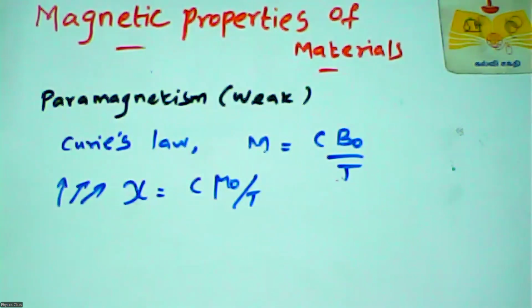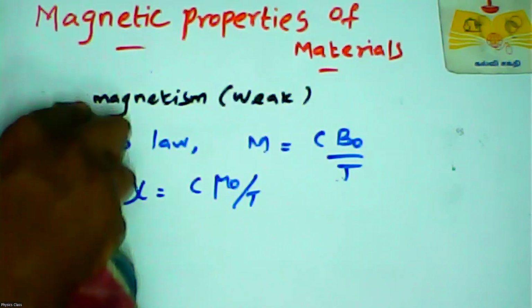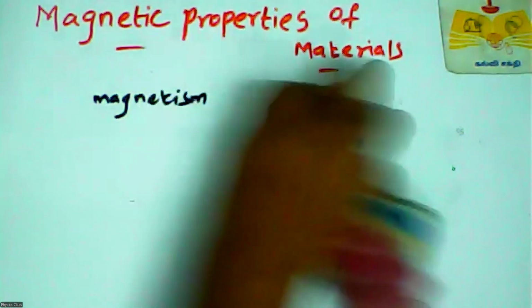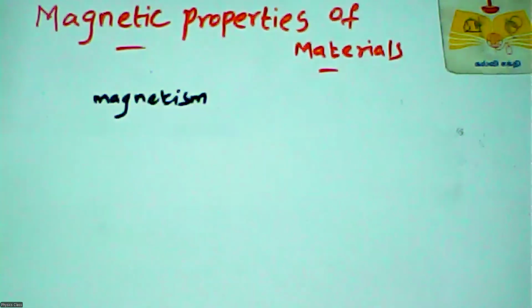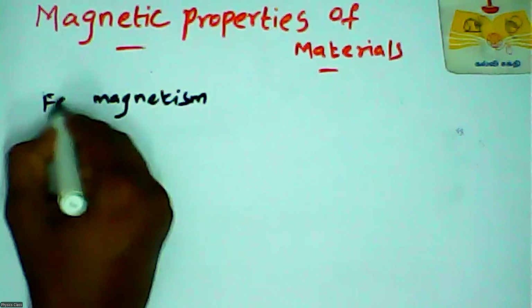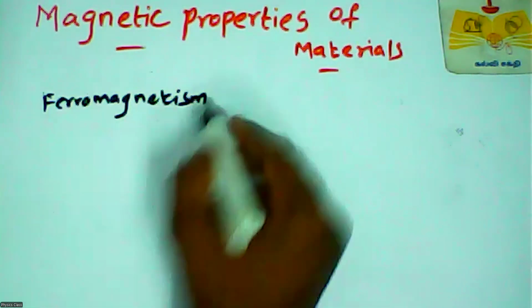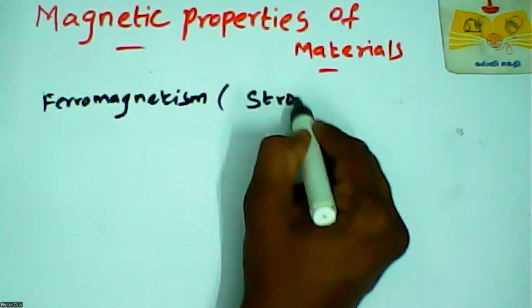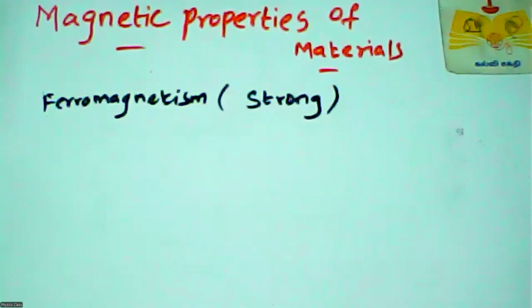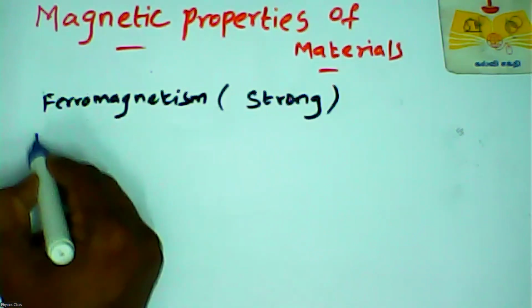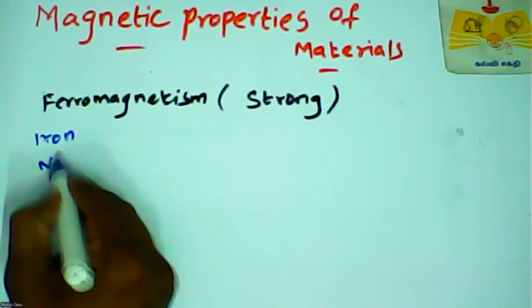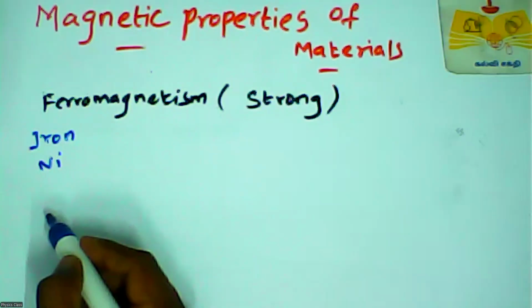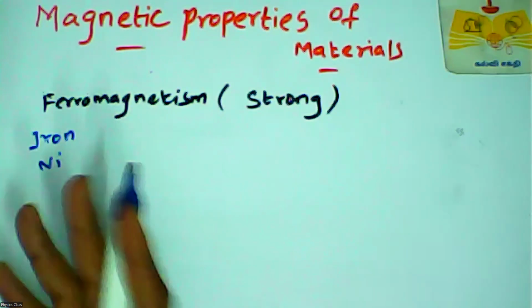Then the final one, ferromagnetism. Very strong attraction. Iron or nickel are examples of ferromagnetism, or the magnets we deal with every day.